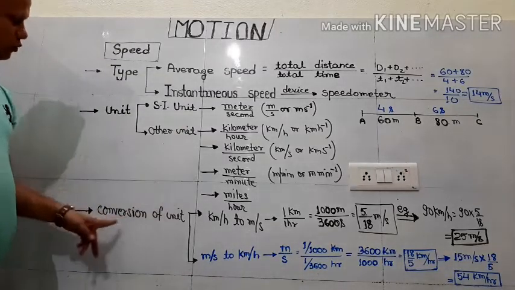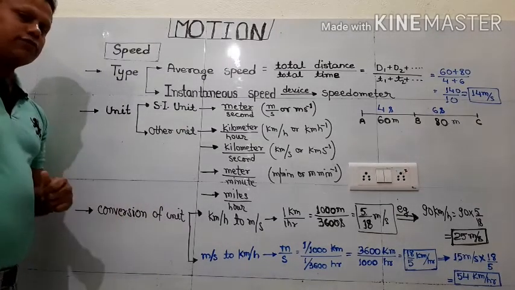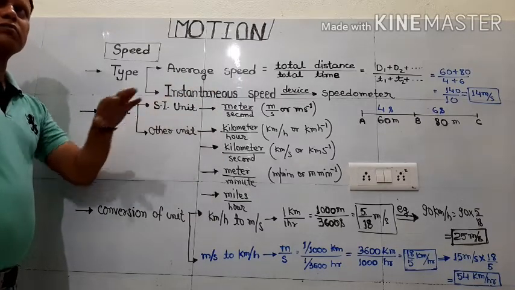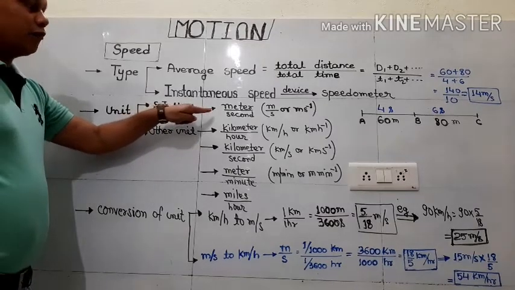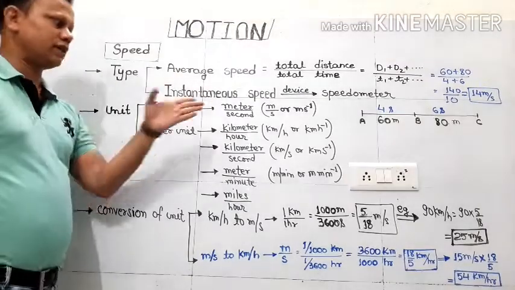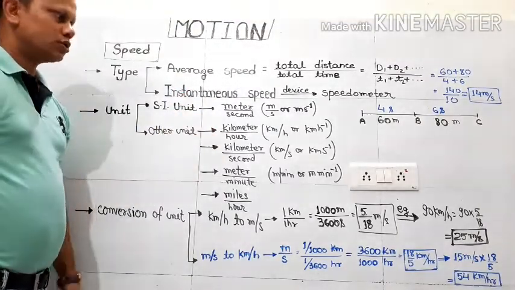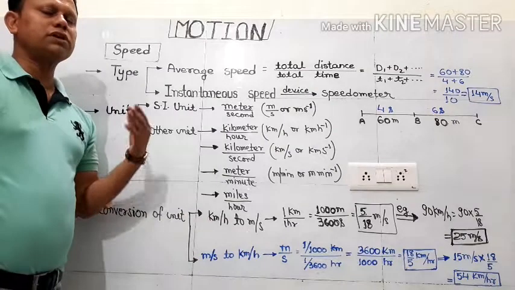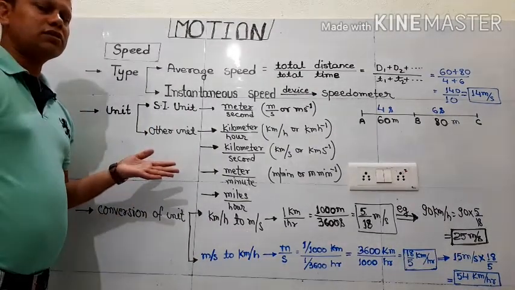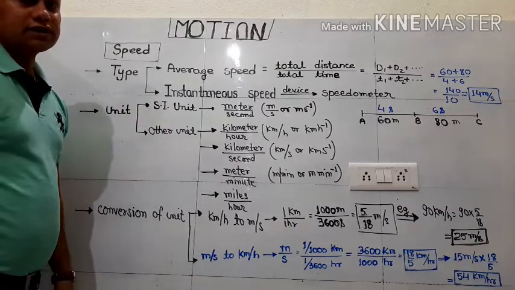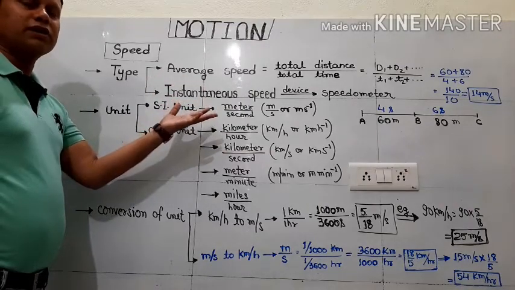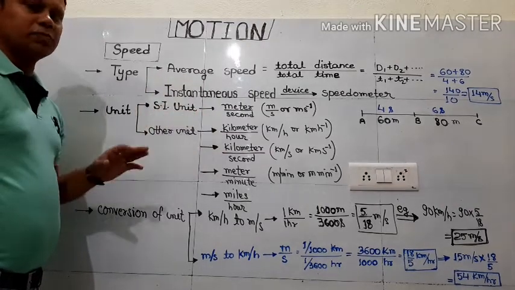Now the next topic is conversion of unit. There are different units, and we can convert one unit to another. But we are mainly concerned with these two units because they are mainly used in our daily life. One is the standard, and one is kilometer per hour. So we are going to understand how to convert meter per second into kilometer per hour, and when the speed is given in kilometer per hour, how to find it in meter per second. You can convert one unit to another by using mathematical concepts, but these are the two main important ones.